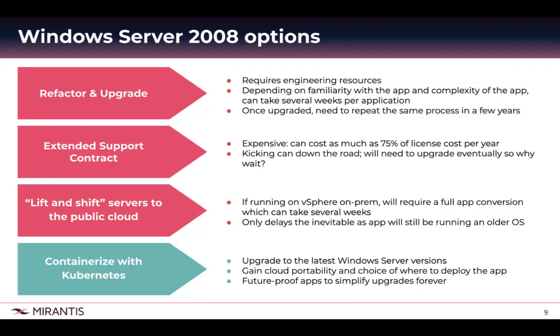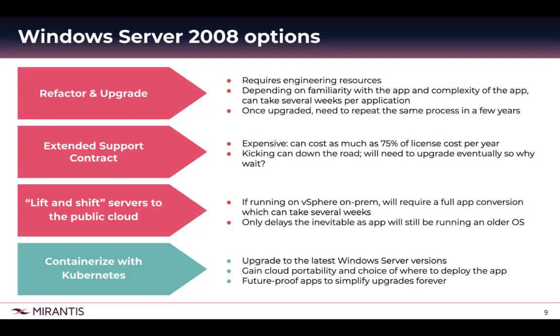Similarly, many cloud providers are offering limited support, really just some security fixes, if you lift and shift those virtual machines from on-prem up to a public cloud provider. So that is an option. Again, you're still running on an outdated operating system in the cloud, just like you were on-prem, except that it may cost more at this point because now the pricing model of the cloud is different. So that lift and shift is an option, but it's also delaying the inevitable. You're going to have to do something for those applications.